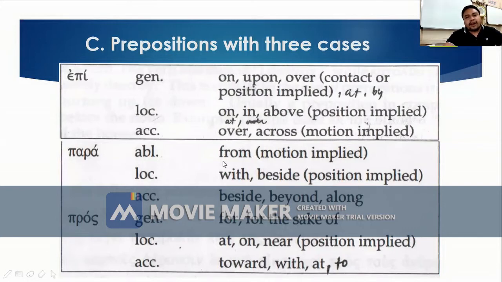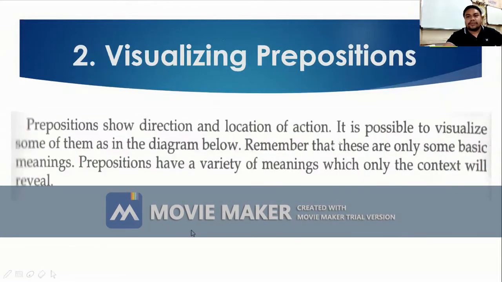Next is the preposition para. Ablative: from. Locative: with or beside. Accusative: beside, beyond, or along. So that is para. And of course, we have the preposition pros. In genitive, it means for the sake of. For locative: at, on, near. And accusative: toward, with, to, at. So that is the preposition pros. Those are the different prepositions that are used in the Greek language.